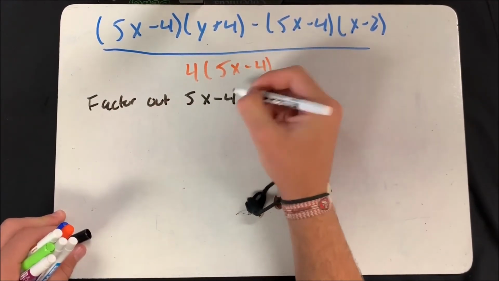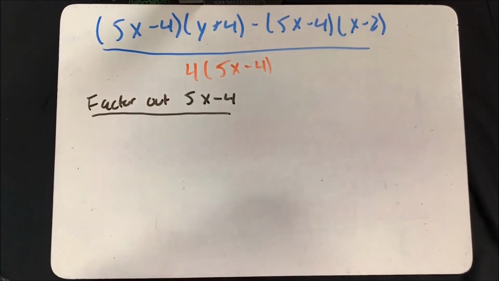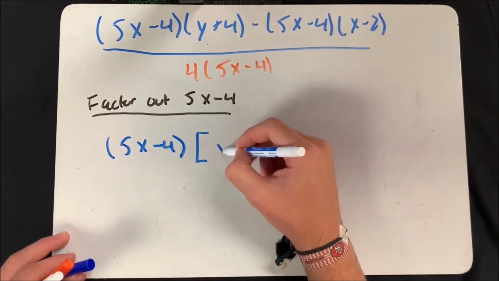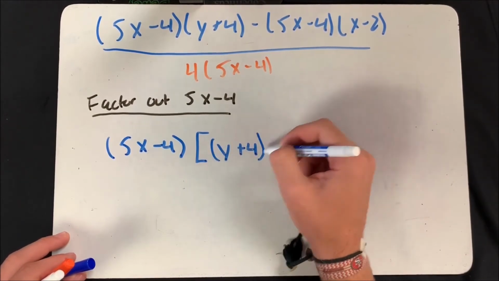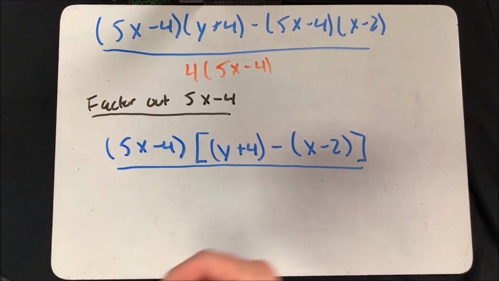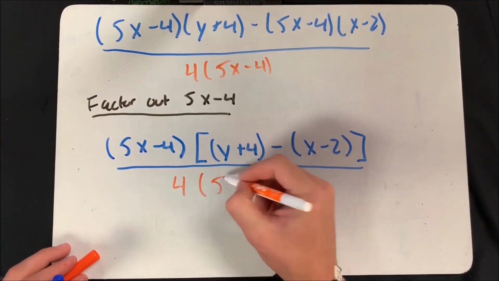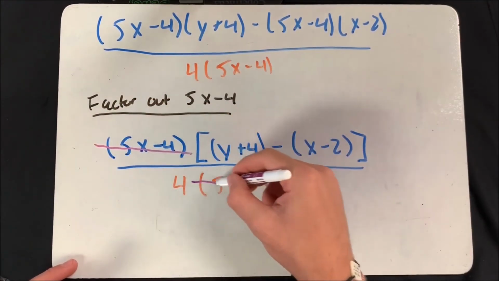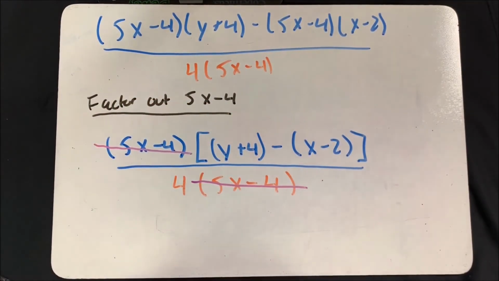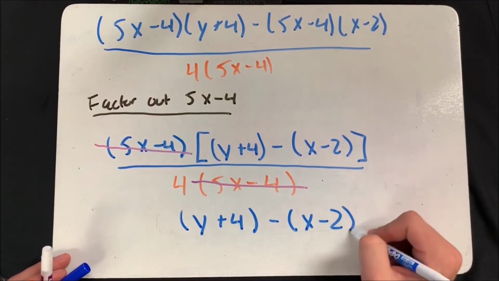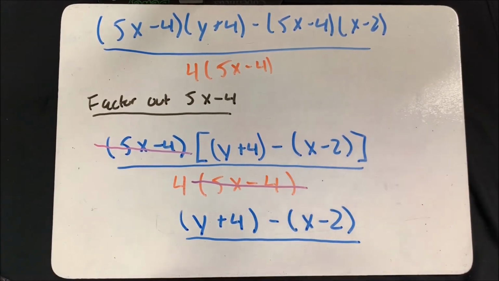And our next step is to factor out the 5x minus 4. So you write 5x minus 4, and then just write y plus 4 minus x minus 2, since there's two 5x minus 4. And you could take both of them out, rewrite the denominator. Then you could cancel them out because they're the same and they're not attached to anything. So you could write y plus 4 minus x minus 2 over 4.